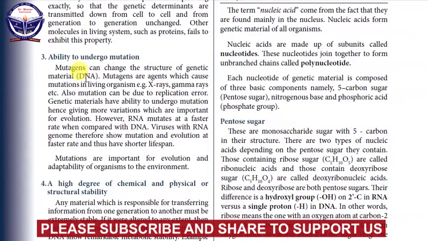So mutagens, tukisema mutagen, a mutagen ni kitu kinachoweza kusababisha mutation. Mutagens can change the structure of genetic material and DNA. Mutagens are agents which cause mutations in living organisms such as X-ray, gamma rays, and etc. Also, mutation can be due to replication error. Yani katika kureplicate, DNA inavyofanya self replication kuna errors zinaweza kutokea. Hasa some errors can be corrected, lakini some errors can't be corrected. And if these errors are not corrected, that means mutation occurs.